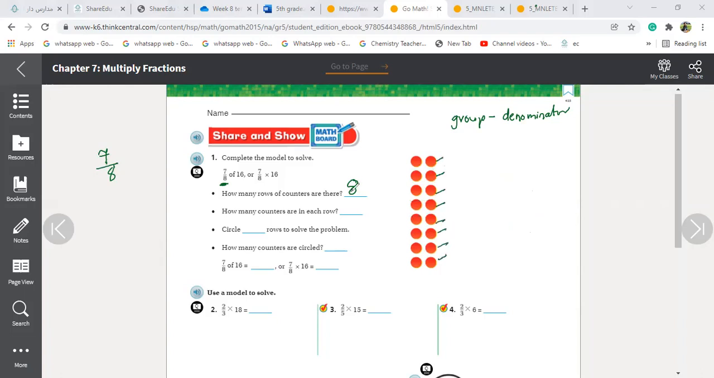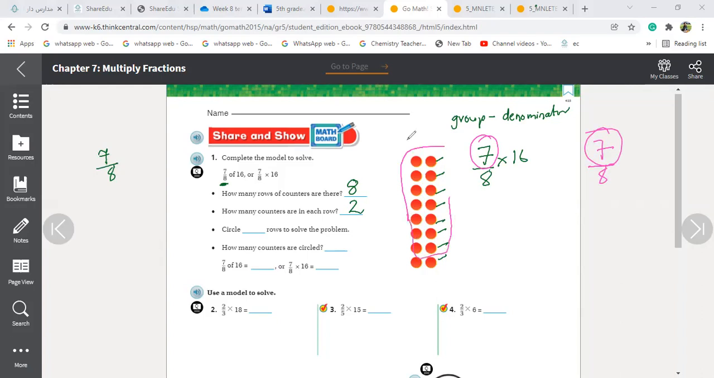1, 2, 3, 4, 5, 6, 7, 8. You have 8 groups, and in each group you have how many? 2. See, Miral, in each group, you have how many? You have 2. And out of 8 groups, how many groups did he select? Look at the question. Out of 8 groups, how many did they select? 7 out of 8. So if I select 7 out of 8, 1, 2, 3, 4, 5, 6, 7.